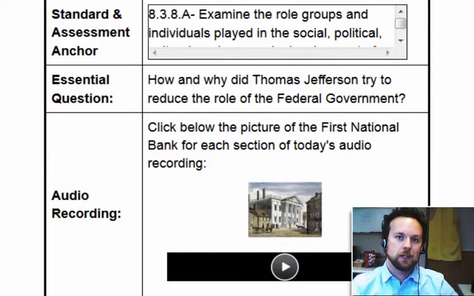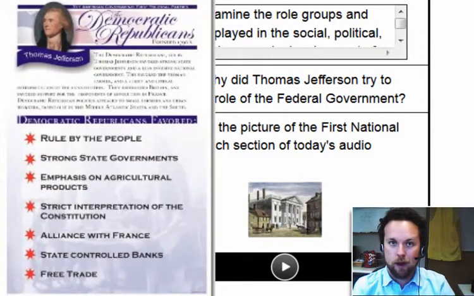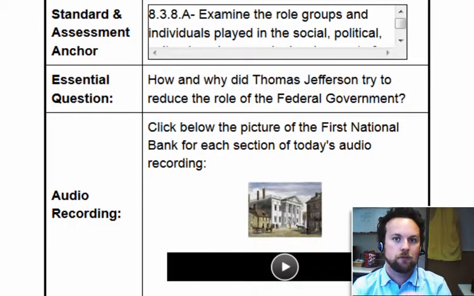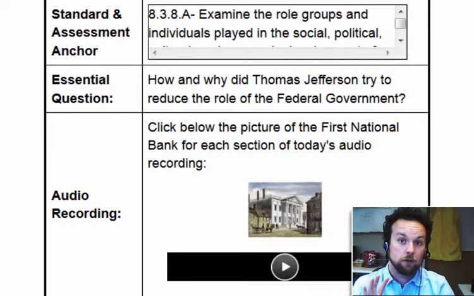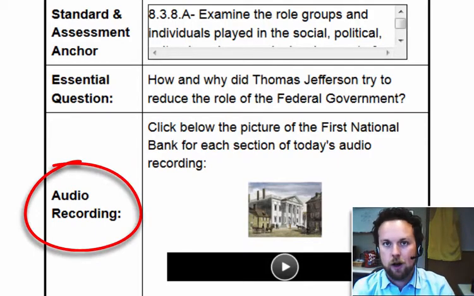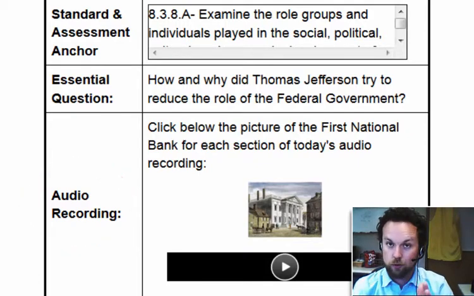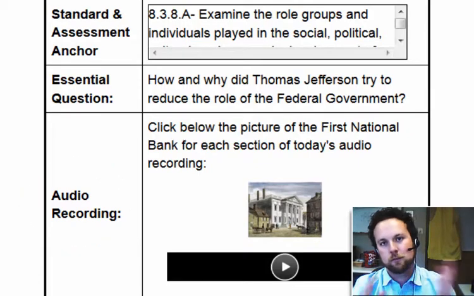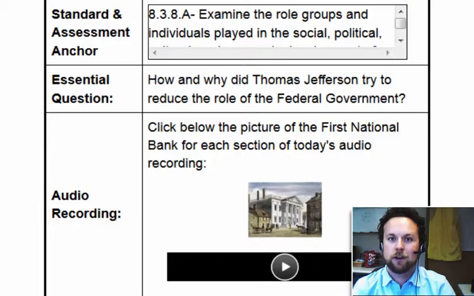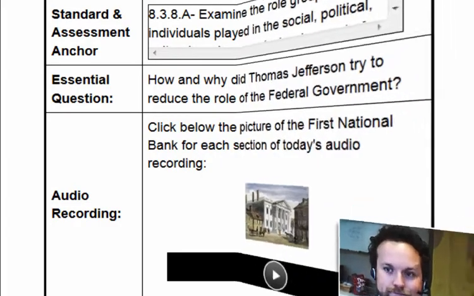We know that Jefferson, as a Democratic Republican, had a very democratic way of approaching his entire life. So we're going to see that in the way that he approached his life, as well as the way that he approached his presidency. Now, as you can also see, I've already done audio recordings for this lesson, so if you prefer to use that, you're more than welcome. Otherwise, let's move on and take a look at some of our key terms that we'll be discussing today.